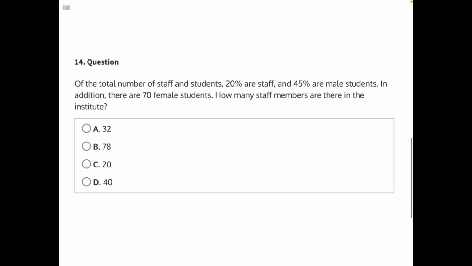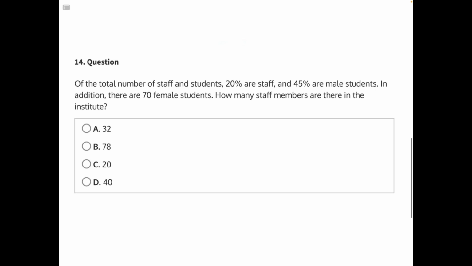Mike. Of the total number of staff and students, 20% are staff and 45% are male students. In addition, there are 70 female students. How many staff members are there in the institute? Start by figuring out what percent of the total number of staff and students at this school are female students.